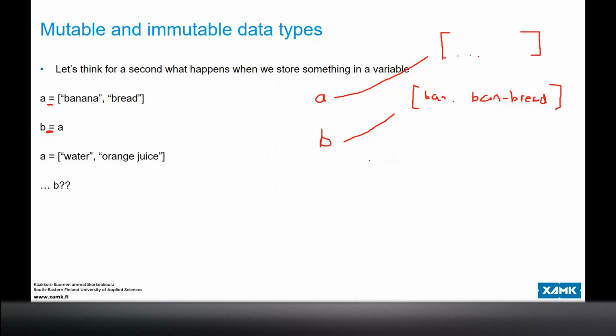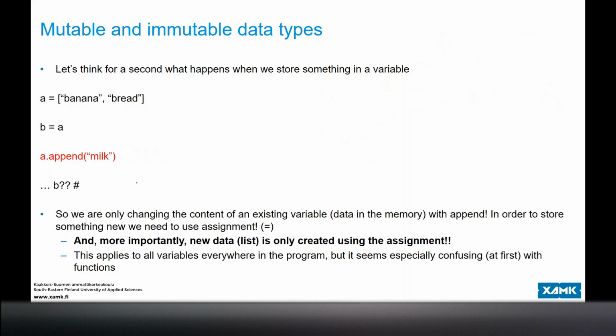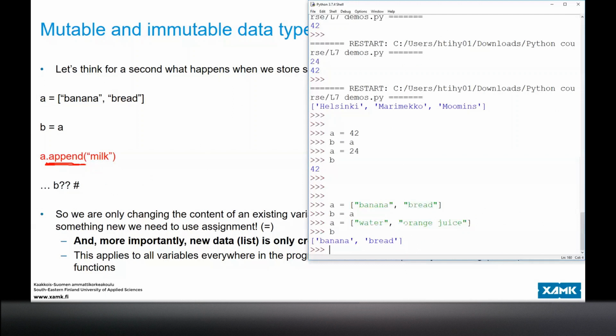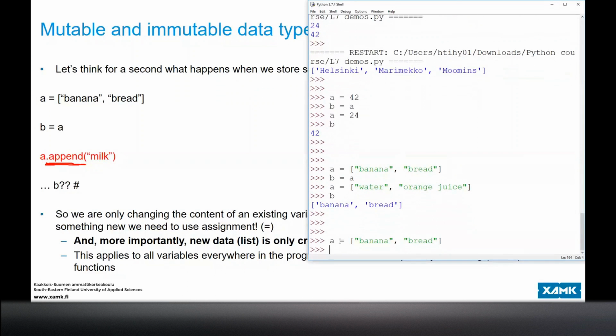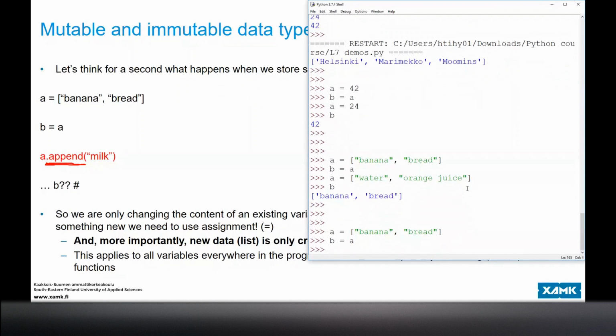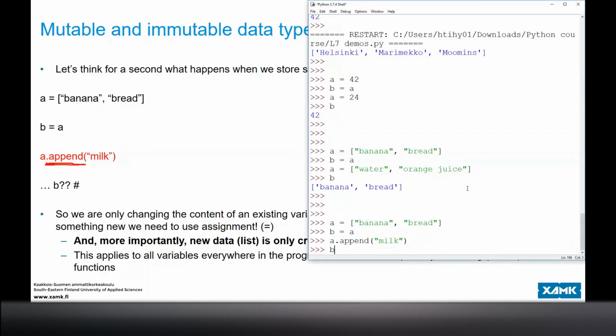But in our previous example, we used append instead. So what happens here is actually something different. If I now pull up the interpreter and try to do the same thing, we have A, which contains banana and bread. We point B to A again, and then we add something to A, and ask what B contains.